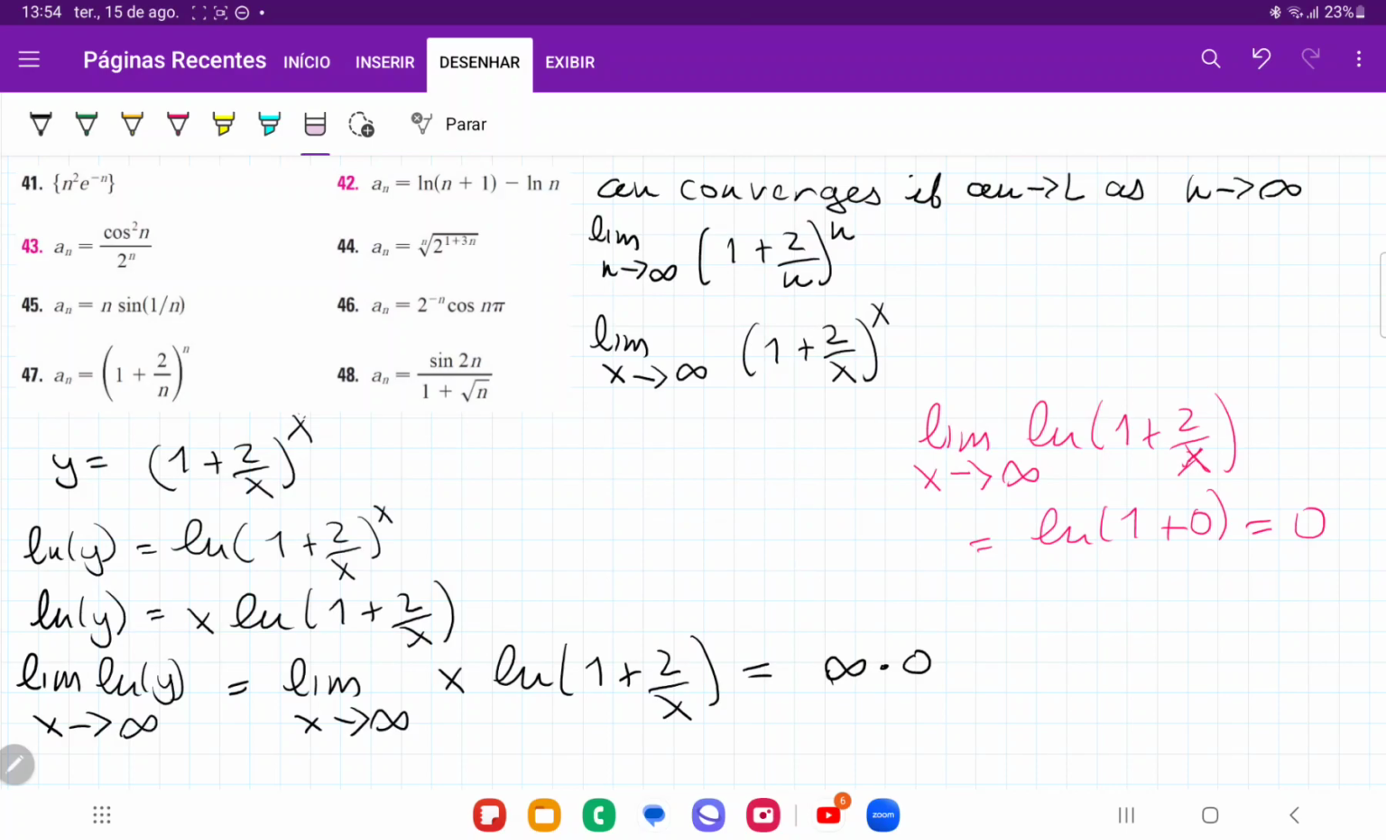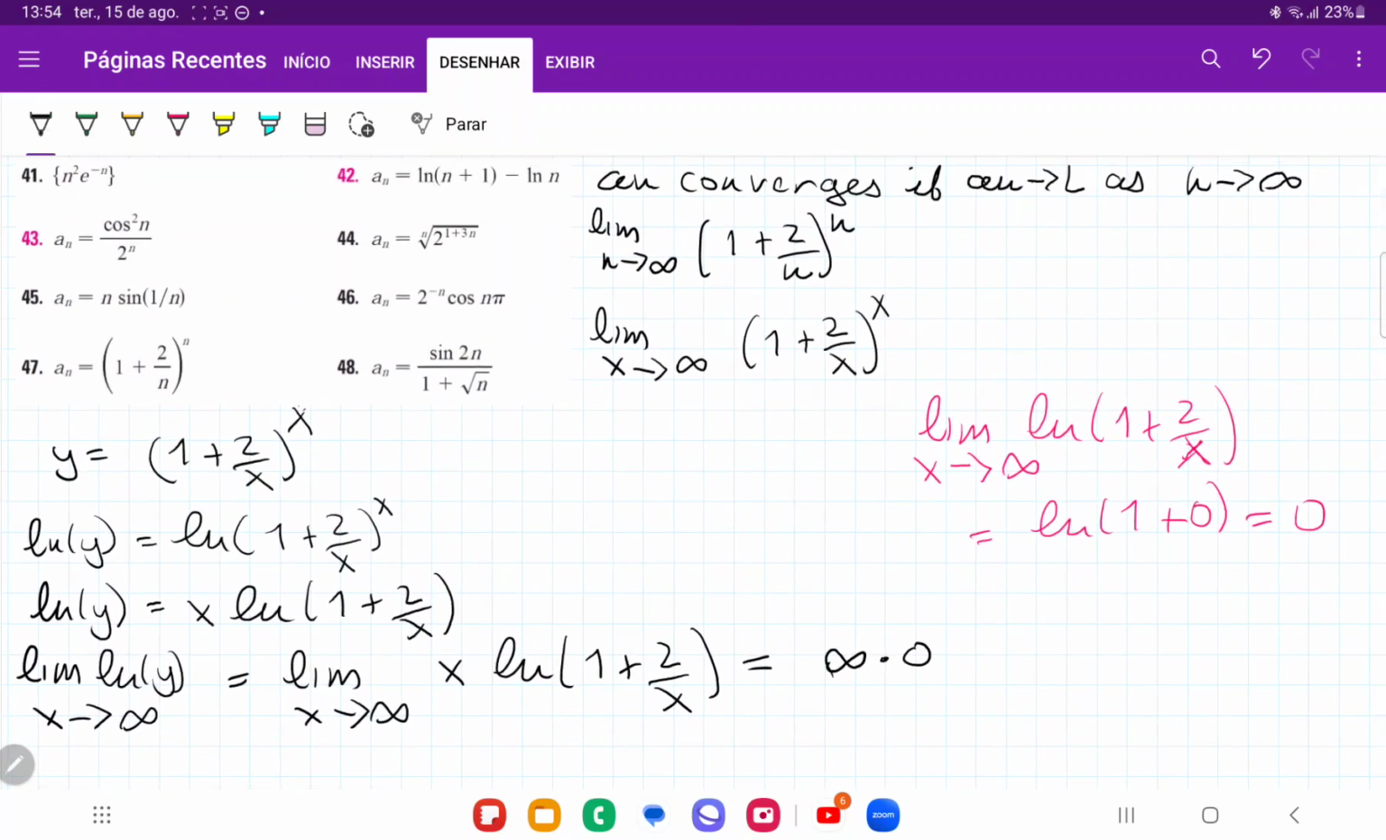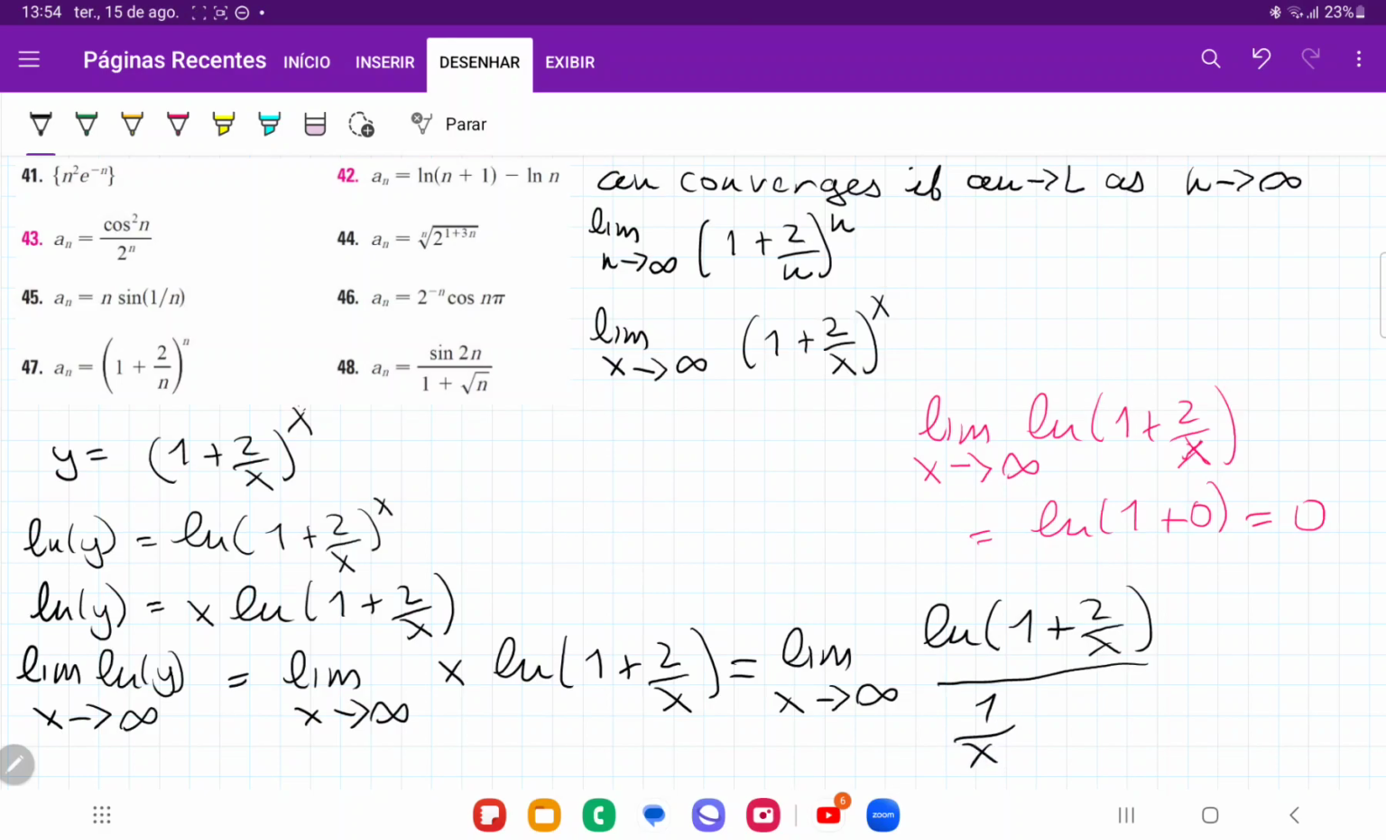And the way that we transform is we're going to just turn this around. We're just going to say, okay, this is the limit as x approaches infinity of ln(1 + 2/x) divided by 1/x. And I haven't changed the meaning of it, right? Because dividing by 1/x, that's the same thing as multiplying by x.